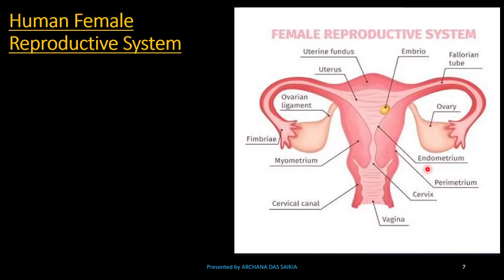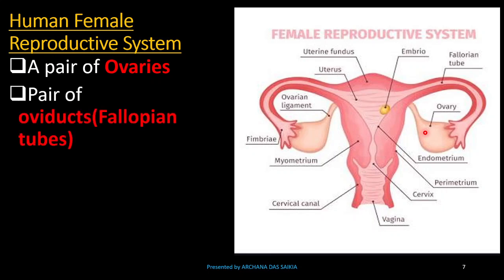Now coming to the human female reproductive system. The female reproductive system is located within the lower abdomen. It is mainly made up of a pair of ovaries, located on either side of the pelvic girdle. Then a pair of oviducts, which are tube-like structures, also known as fallopian tubes, which lead into the common uterus. These are the three main parts that are involved in the reproduction process.